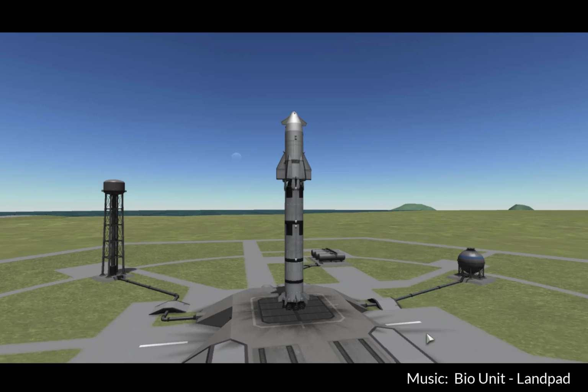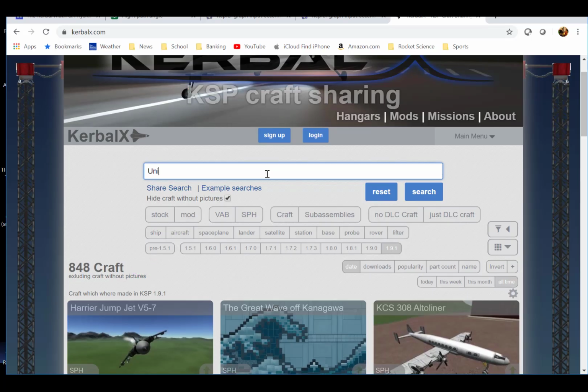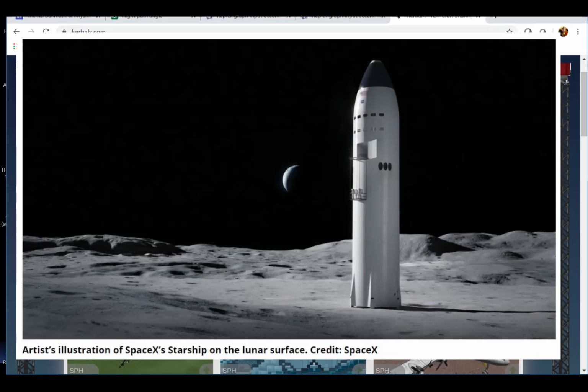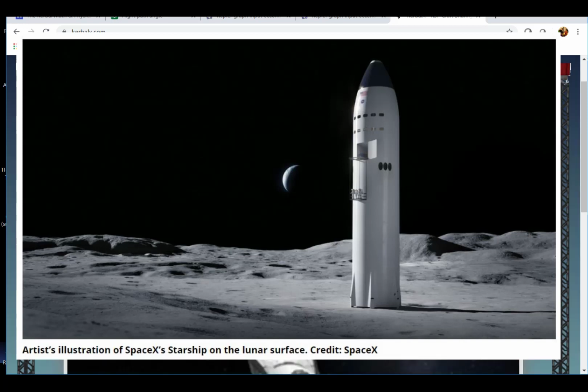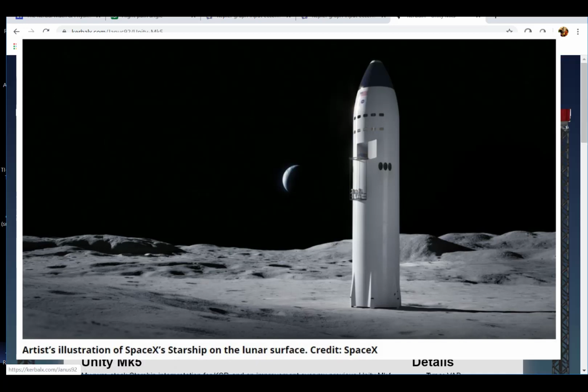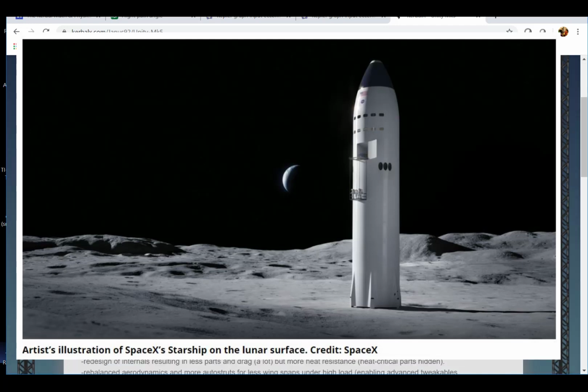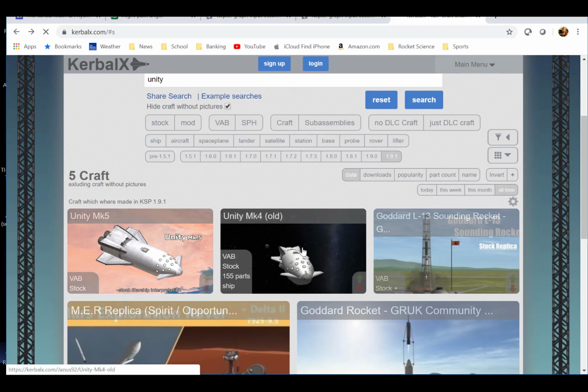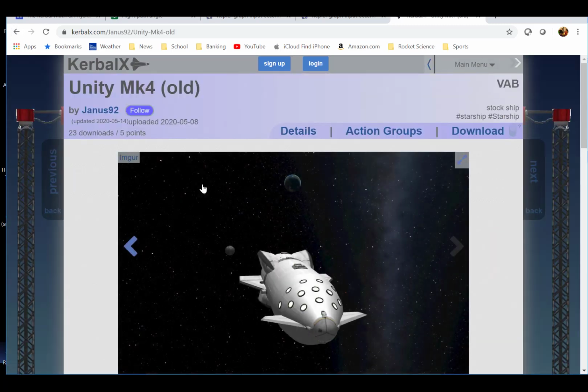Today, I'm flying this rocket called the Unity Mark IV, which I found on the Kerbal X website. I picked this rocket because of the recent announcement that SpaceX Starship could potentially serve as a moon lander for NASA. And the Mark IV was easy for me to fly, and it didn't explode too often, even with me at the controls. So thank you to user Janice92 for posting this on Kerbal X.